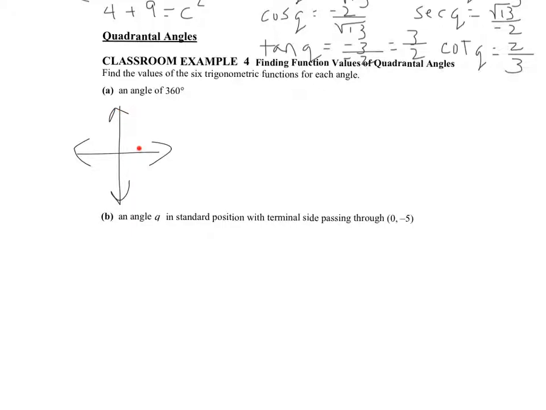That's 90 degrees, right? Okay, what would be another quadrantal angle? How many degrees? 180. Or actually 270. And if you made a complete circle, that's how many degrees? 360. All right, so we're going to look at special values for these angles that end up being on an axis, and they're called the quadrantal angles.